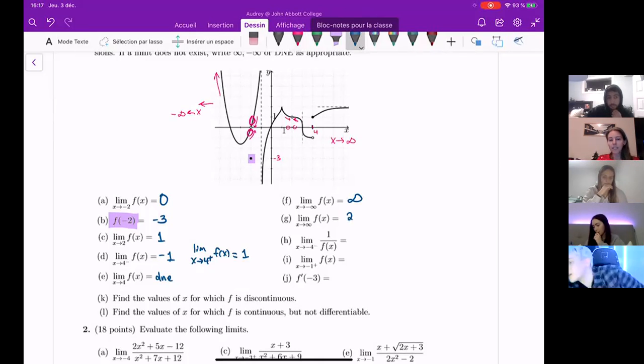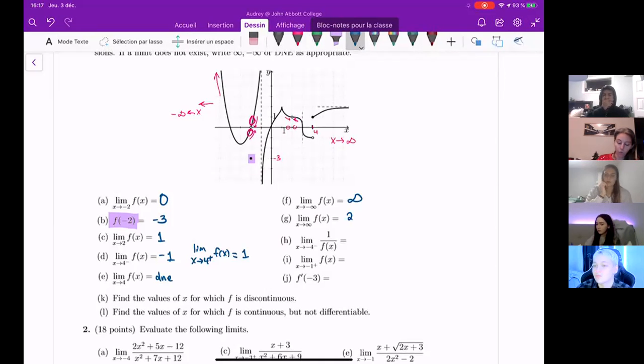All right, so this h right here is a little bit of a tricky question, because it's not f of x, it's 1 over f of x. So this is saying the limit as x approaches -4 of 1 over f of x. So this is -4. What is the limit as x approaches -4?